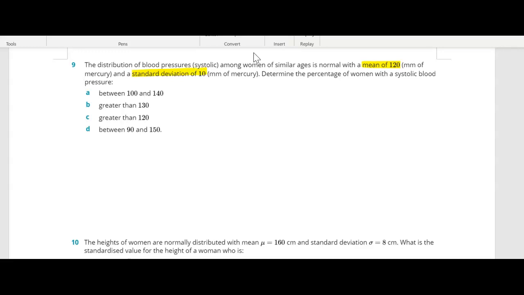Okay, so let's draw our normal distribution first. Whenever you do a normal distribution, you should always quickly draw your curve and then put your mean in the middle. And then your standard deviation either side. We're always going to do 3 either side. Our standard deviation is 10, so I go up by 10 each time: 130, 140, 150, and then down on the other side, 110, 100, 90.